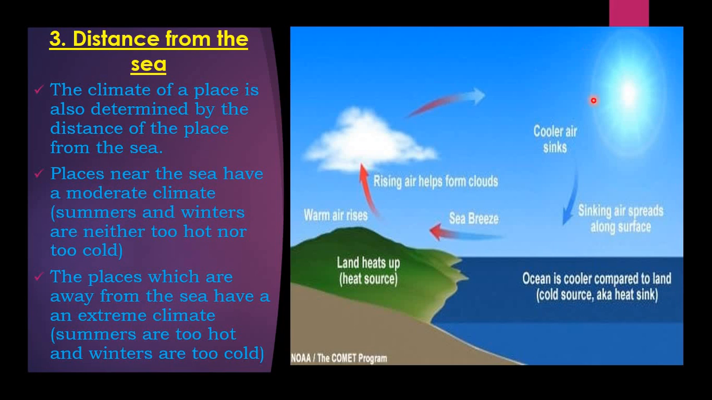So here you can see the picture, the sun is here, the cloud is here, and these are the land or the mountains. So you can see the cooler air sinks. Sinking air spreads along the surface. Rising air forms clouds and warm air rises, and this is a sea breeze. Rising air forms clouds and the cooler air sinks and spreads along the surface.